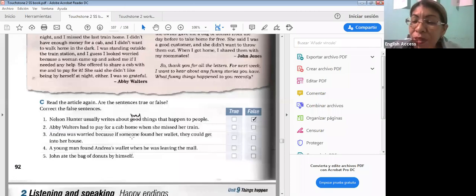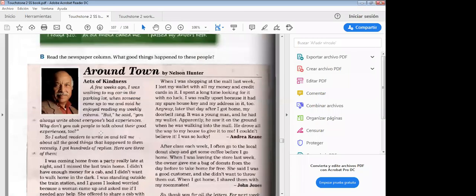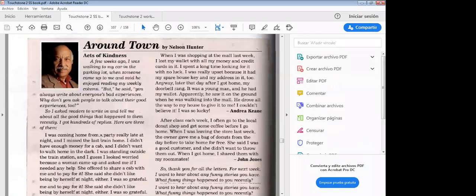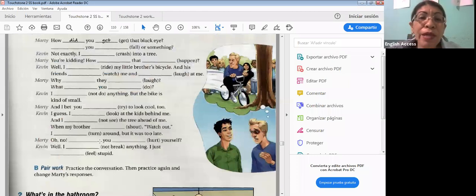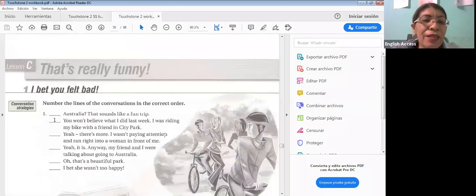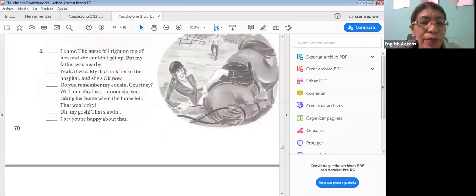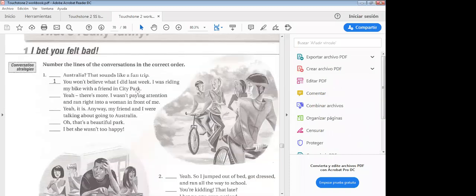Okay, guys, well, we're going to stop here. It's 6 o'clock. We're going to continue tomorrow with this. So this is lesson D. We have this reading. We're going to finish with D, and we're going to do the touchdown checkpoint. Remember, on Wednesday, we are having the exam. Okay, so your homework is going to be lesson C, pages 70 and 71 for homework, guys.